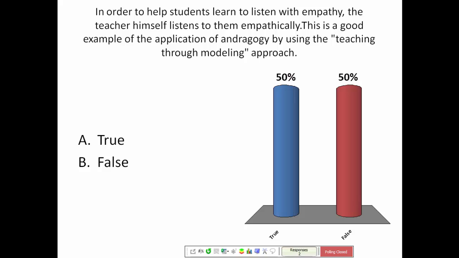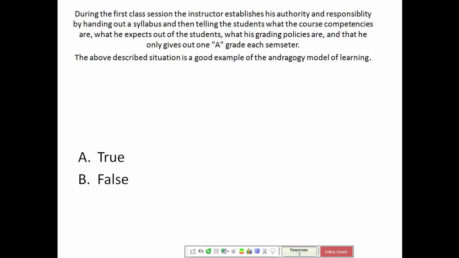Well, in this case, half the students got it right, half the students got it wrong. The answer to the question was true. In the teaching through modeling approach, teachers actually model the behavior they want the students to learn. So if the teacher wants the students to listen with empathy, then that teacher should listen empathically.